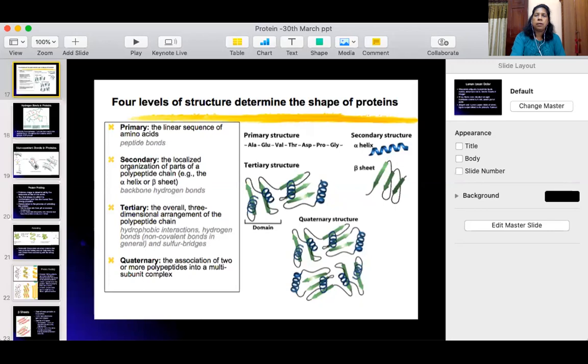I think it's better to tell me, so unmute the phone and unmute the microphone and tell me what is the basic feature of the structure. Linear sequence of the amino acids. So that is the feature of the primary structure.